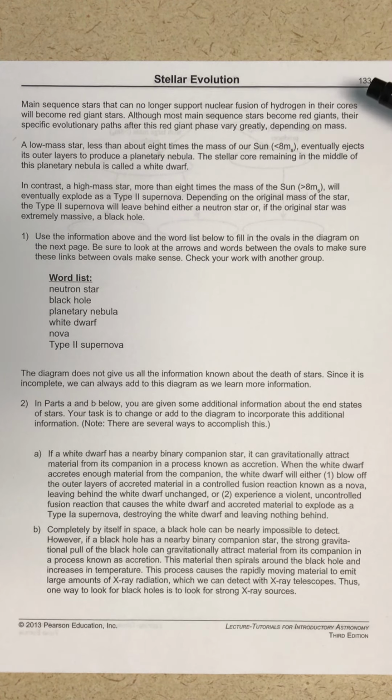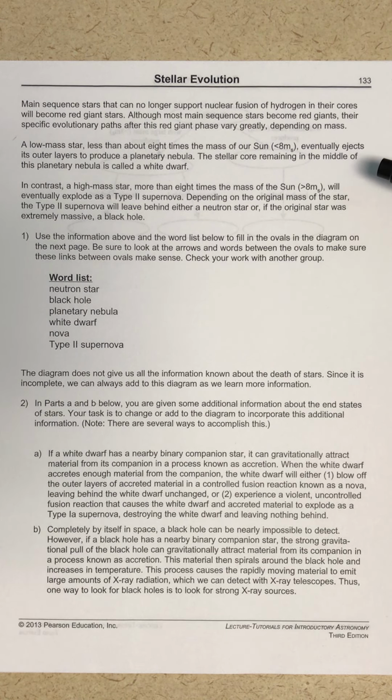So main sequence stars that can no longer support nuclear fusion of hydrogen in their cores will become red giant stars. Although most main sequence stars become red giants, their specific evolutionary paths after this red giant phase vary greatly, depending on mass. A low mass star, less than about 8 times the mass of the Sun, eventually ejects the outer layers to produce a planetary nebula. The stellar core remaining in the middle of the planetary nebula is called a white dwarf.